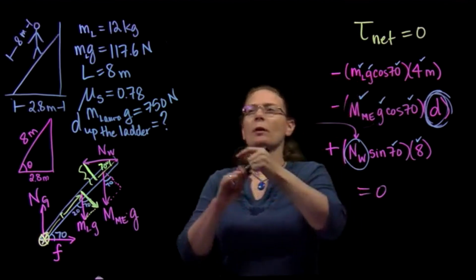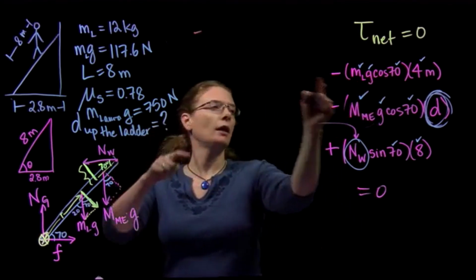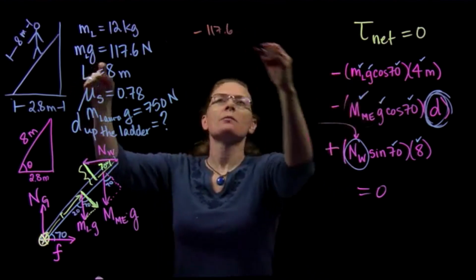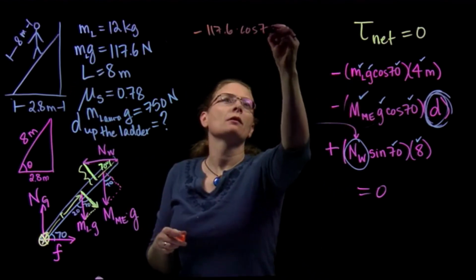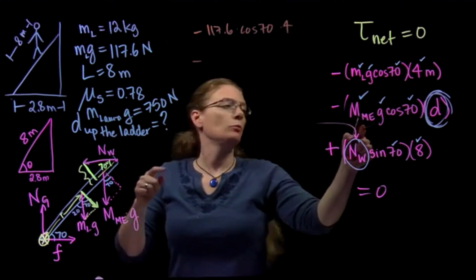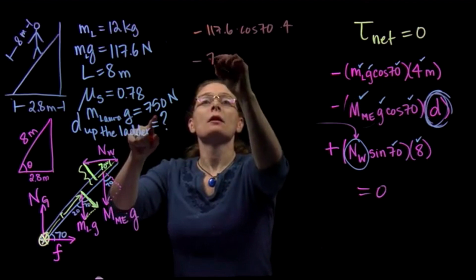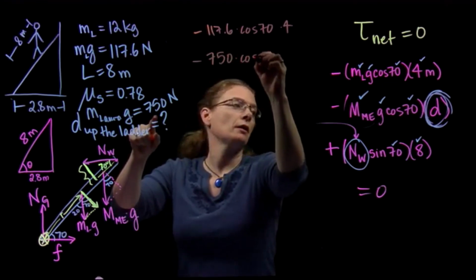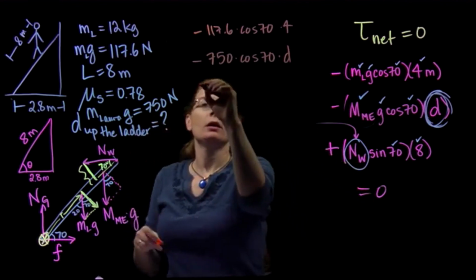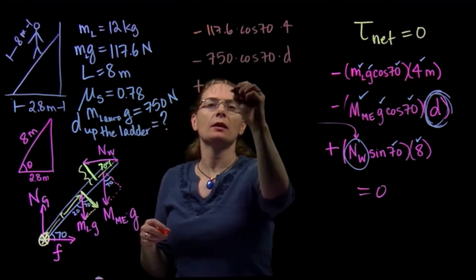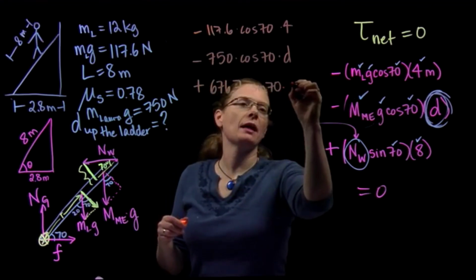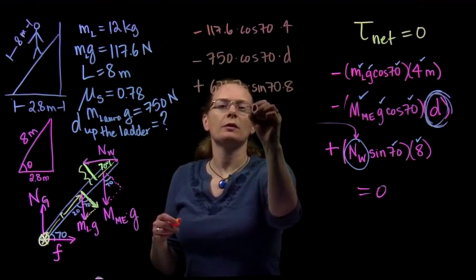Okay, we ready? So the first term, I'm going to have a negative M_L g, 117.6 times the cosine of 70 times 4. Okay, so that's the first one. Negative mass of me times gravity, 750 times the cosine of 70 times d, my unknown. And then here we've got a positive 676.7 times the sine of 70 times 8. Those all have to add up to 0.